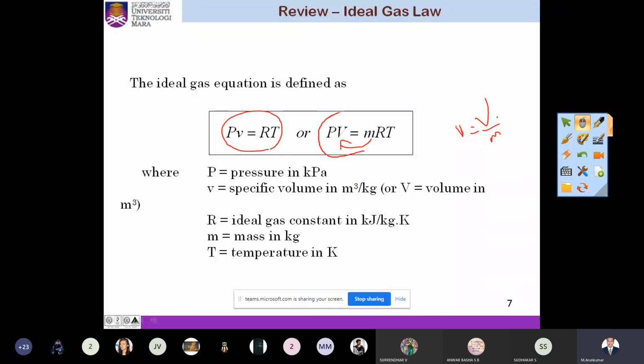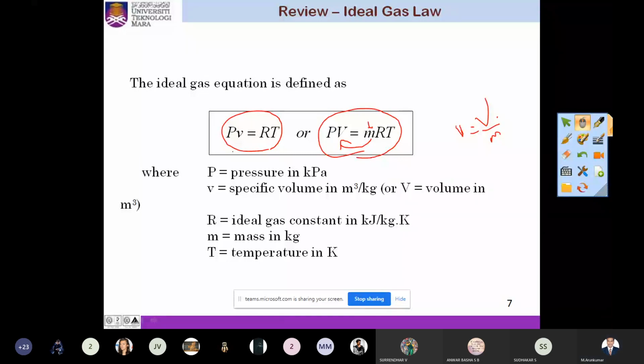So capital P into capital V will give you M into R into T. If both pressure and volume are in capital, we have to use mass on the right hand side. If there is a small v, that is a specific volume, we can forget this mass, right? So just remember that. This is the base for all of thermodynamics.